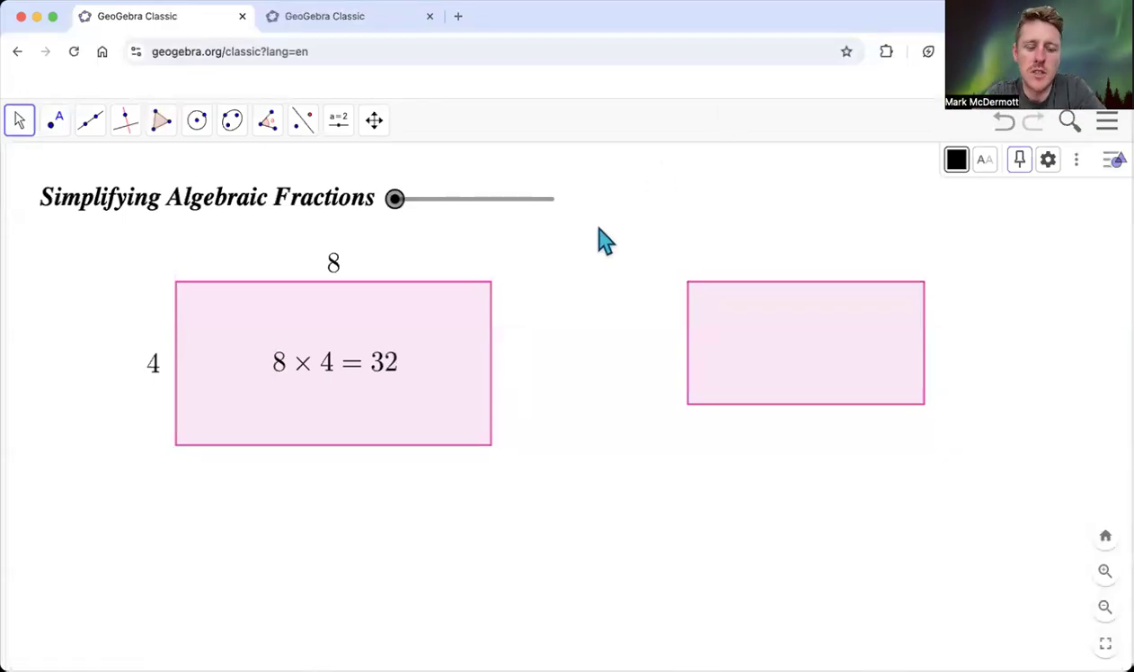All right, let's look at simplifying some algebraic fractions. I think a lot of the time, number properties can let us down when we get to simplifying algebraic fractions. So let's just look at an example and step things through.